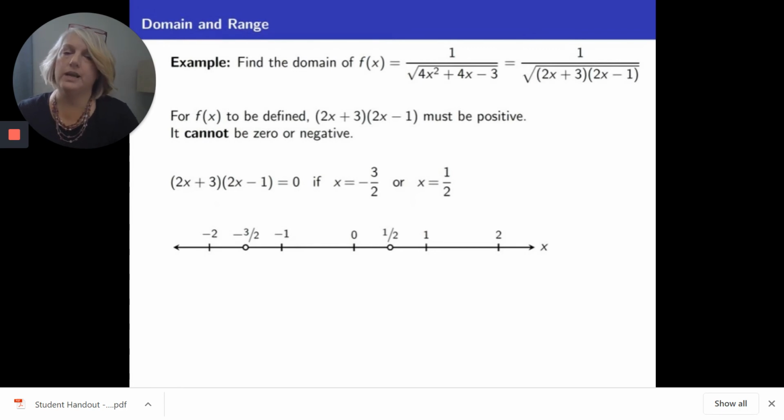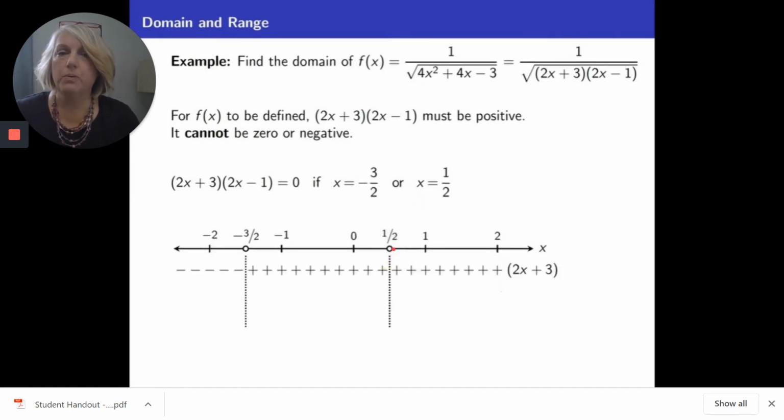And this comes into the idea of where we're going to do a sign chart. Now notice that what I've done is I have added the -3/2 here, and I've added the 1/2 here, okay? Because those are my critical values. The other points that are on there are just kind of laying out the number line. They don't really mean anything for us.